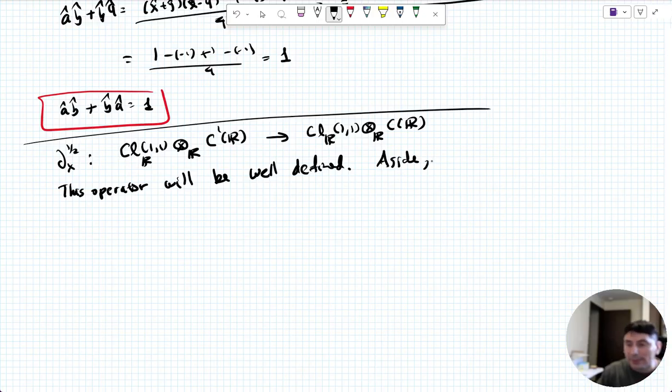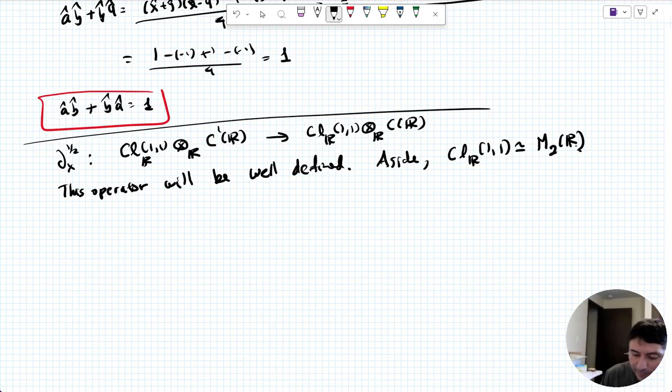And as an aside, using Bott periodicity, the Clifford algebra over the real line of (1,1) is isomorphic to the 2 by 2 matrices over the real line. So the scalars are being extended to be 2 by 2 matrices, basically.